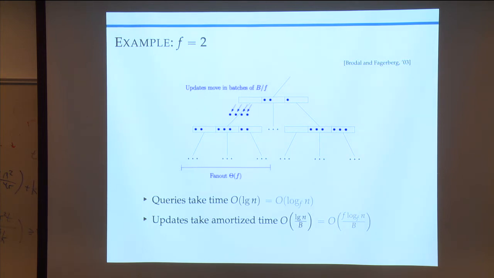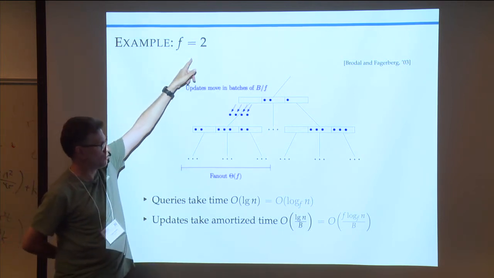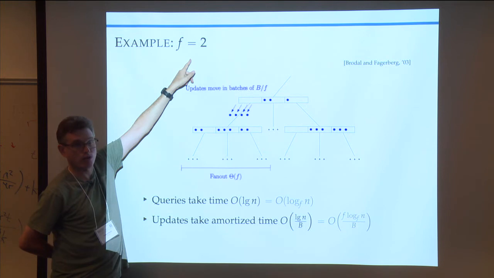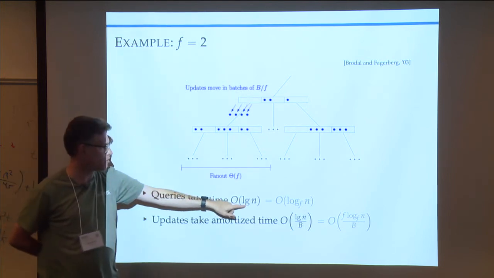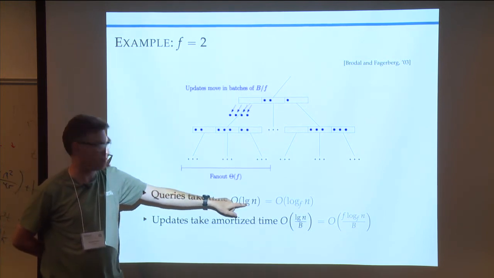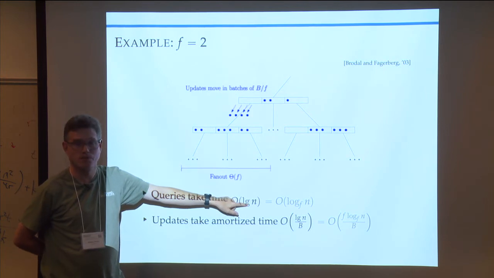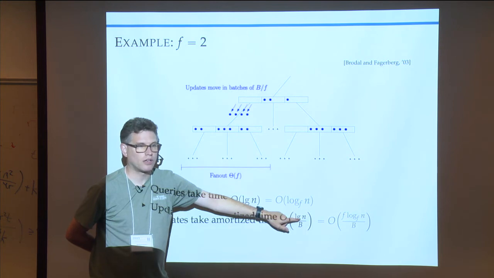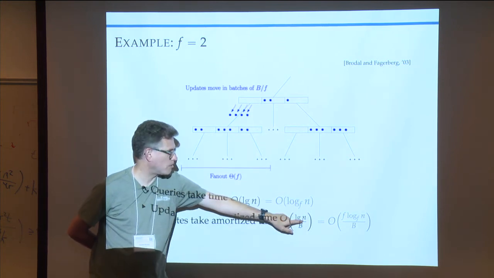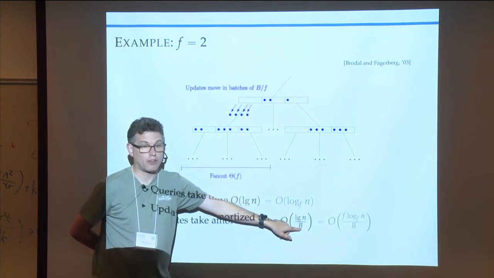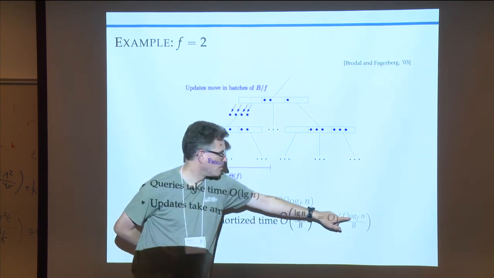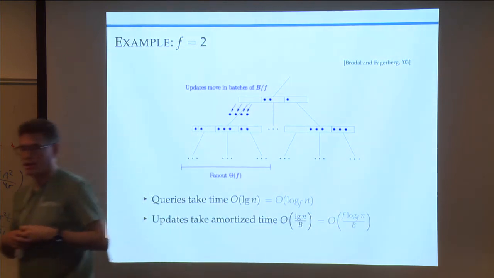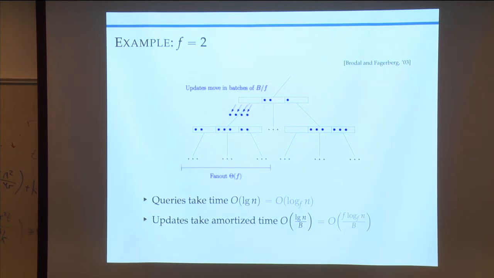But we can choose a different value for the fan out. For example, say the fan out is just 2. Well, if the fan out is 2, now the height of the tree is not log base b of n, but it's log base 2 of n. But the insertions and updates and deletions are extremely fast because it's log base 2 of n divided by the block size, right? So with fan out 2, insertions are much, much faster.